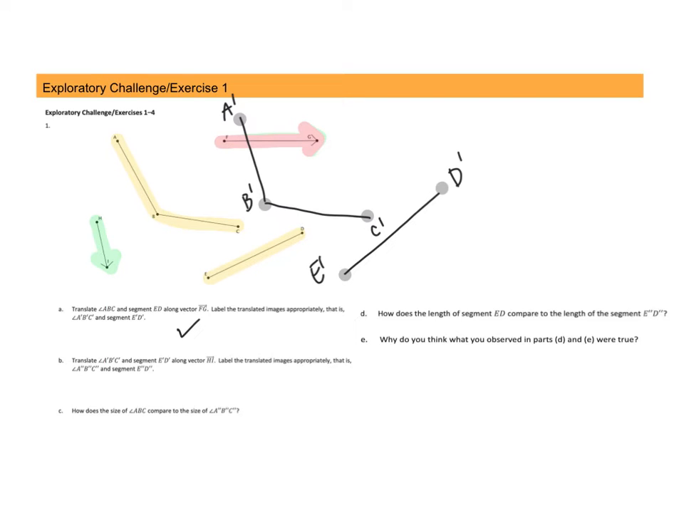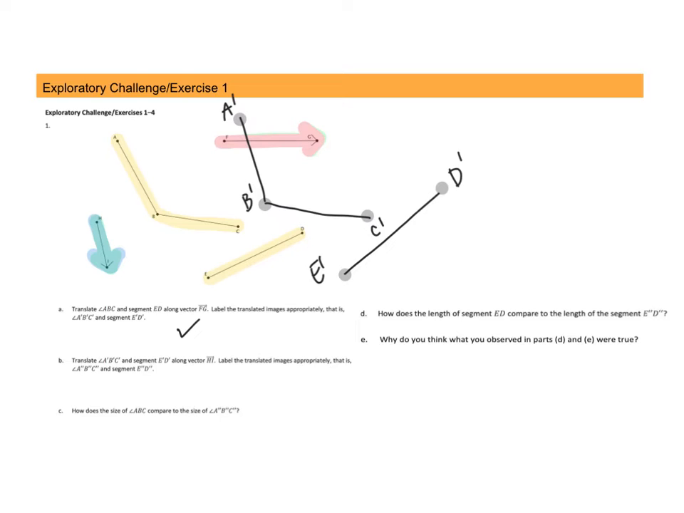B then goes on to say translate those prime images, so angle A prime, B prime, C prime, and segment E prime, D prime along vector HI. So if we look at vector HI, I'll highlight it in blue right here. We're now just going to move down a little bit, kind of down and to the right. And then it says to label those appropriately.